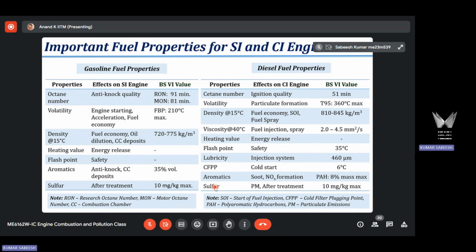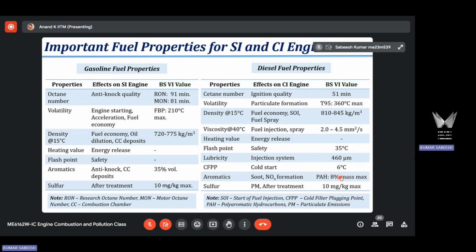So then you have these two compositions, not properties. One is aromatics and the second one is sulfur. In a diesel engine, aromatic content is regulated, as you can see here. PAH is polyaromatic hydrocarbon, which has more than one benzene ring, and it is regulated up to 8% according to the specifications.